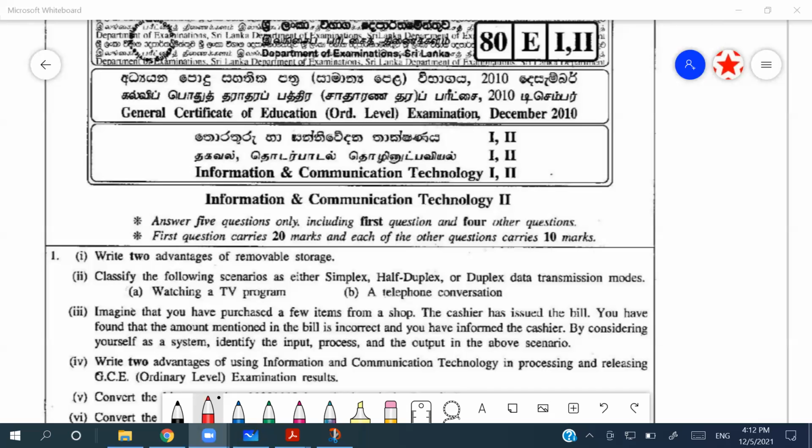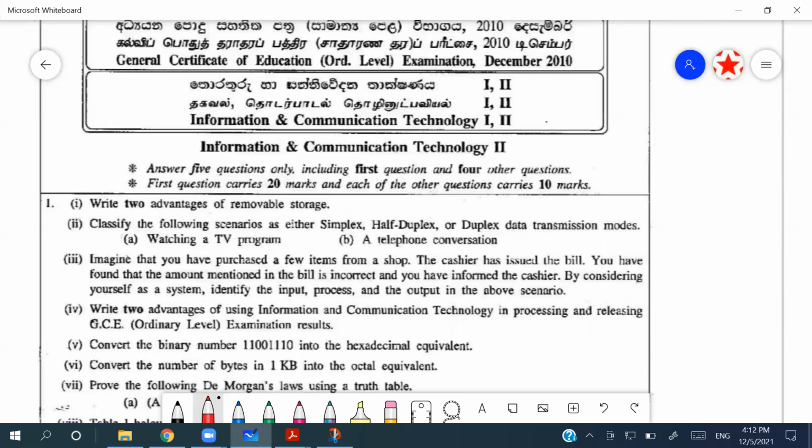Okay, so the first question they're asking is to write two advantages of removable storage. You have many different advantages. You can take one particular file to another using removable storage. You can have removable storage in many different sizes. You can store files in those storage devices and maintain backups. And you can find removable storage at a very cheap price, like when it comes to CDs and DVDs.